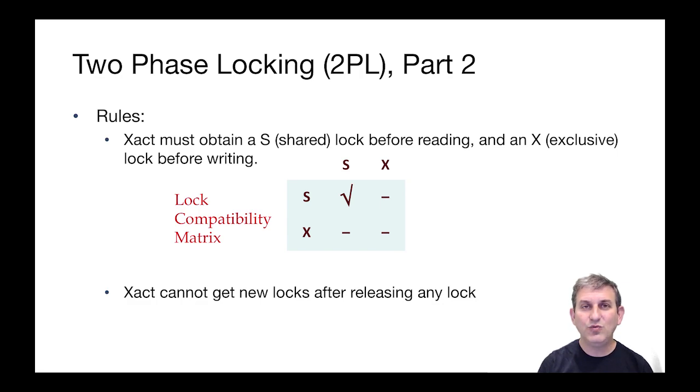Two-phase locking is built on two rules. The first rule is as follows. A transaction must obtain an S lock, which is a shared lock, before it reads an object. And it must obtain an X lock, or an exclusive lock, before it writes that object.